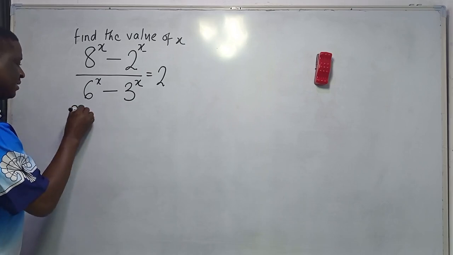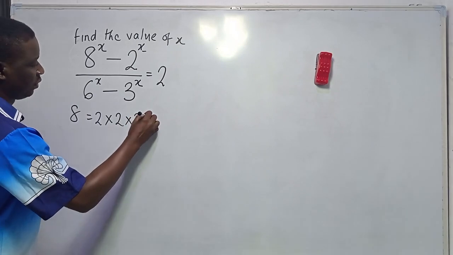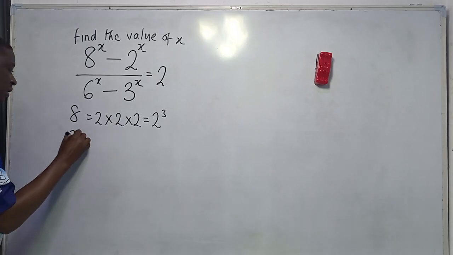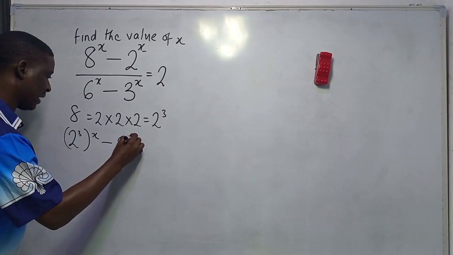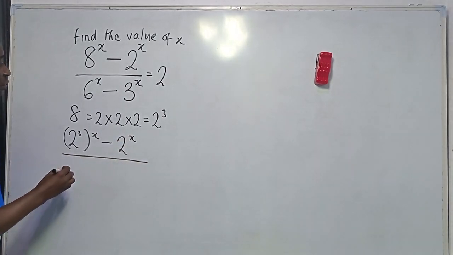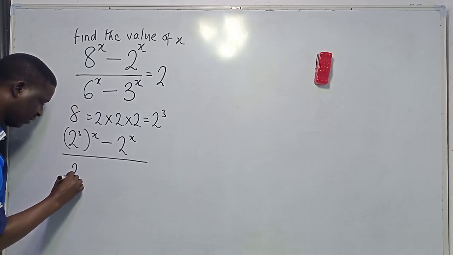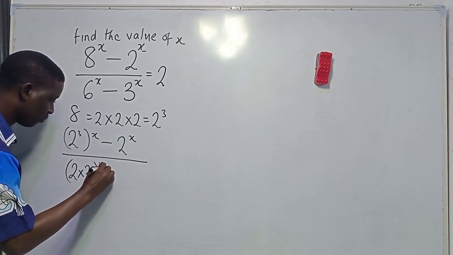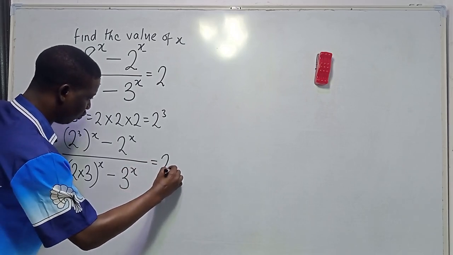We know that 8 is simply 2 times 2 times 2, which is 2 raised to power 3. So we'll break it down to 2 raised to power 3, all to the bracket of x, minus 2 raised to power x, divided by what? Now this one, 6 is simply 2 times 3. So we can write (2 times 3) power x minus 3 raised to power x equals 2.